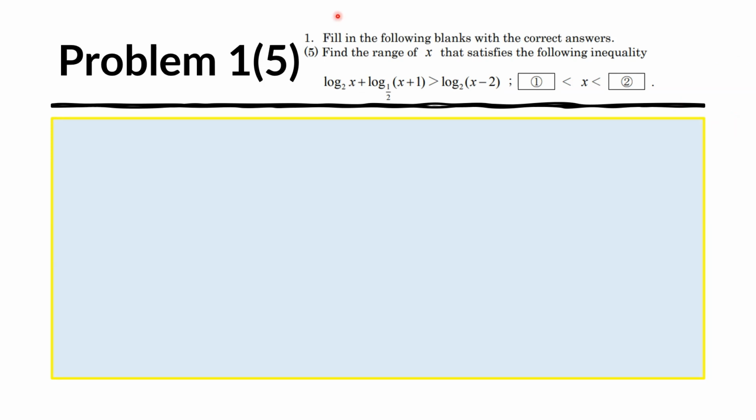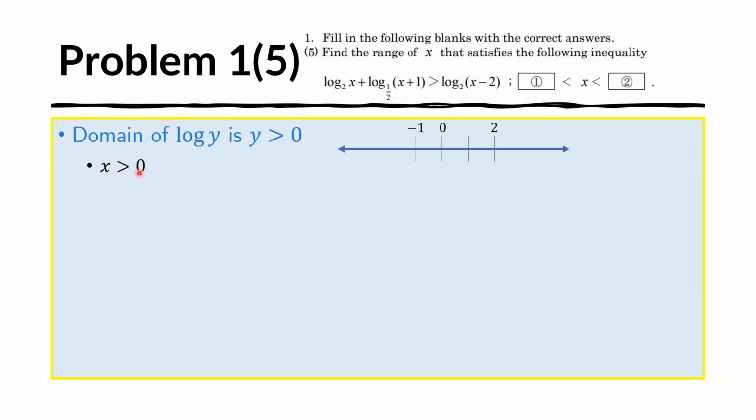Here we are asked to find the range of x that satisfies this inequality. When we are asked to find something like this, the first step is to find the domain of the functions that are involved. So for example, in this case, the domain of the logarithmic function is such that the x's should be greater than 0. So all of the arguments or the inputs to the logarithmic function must be greater than 0. So that is the first step that we do. We write that down. So in this case, x must be greater than 0.